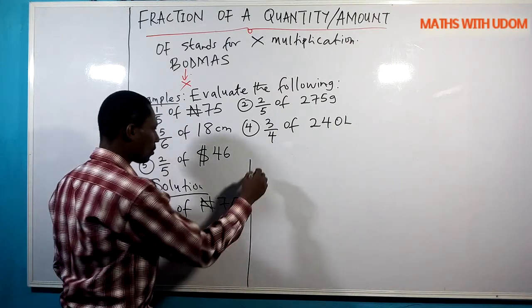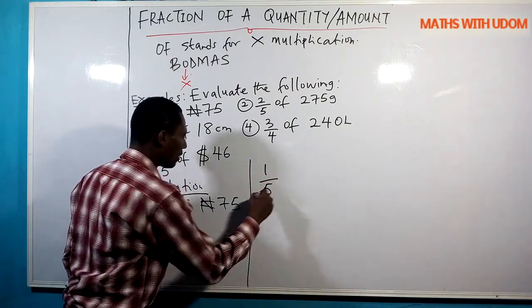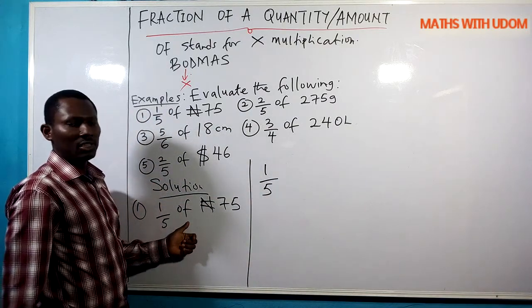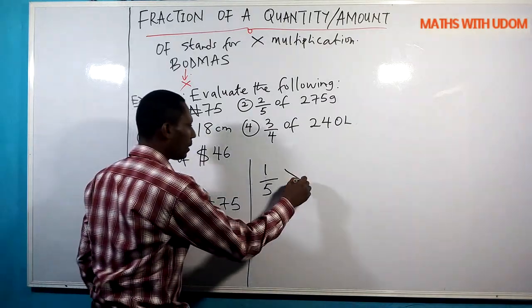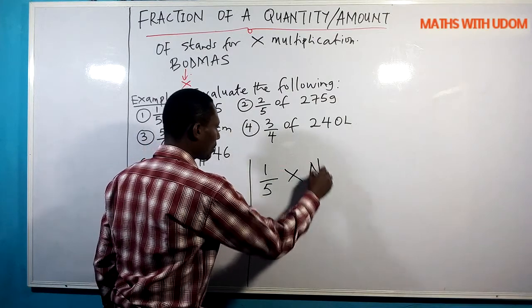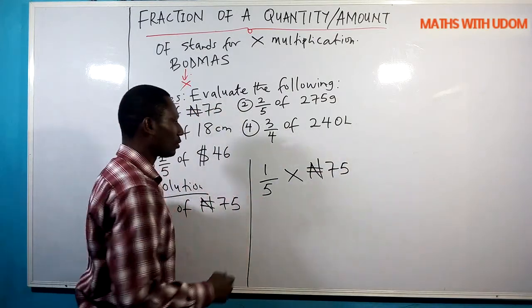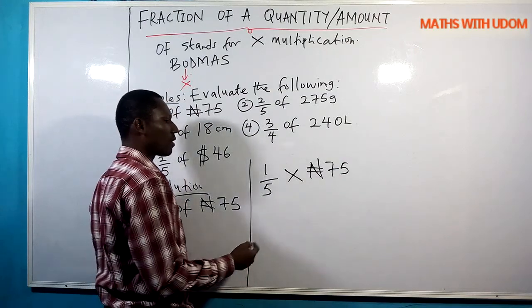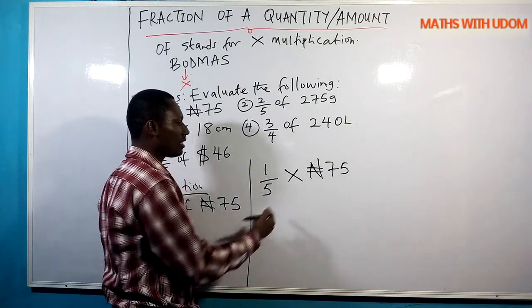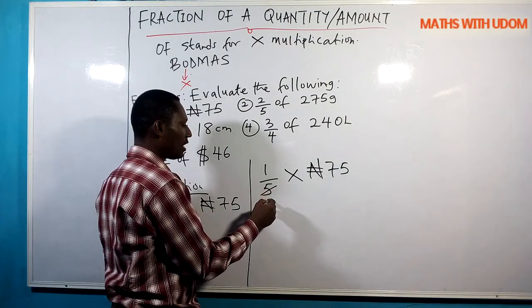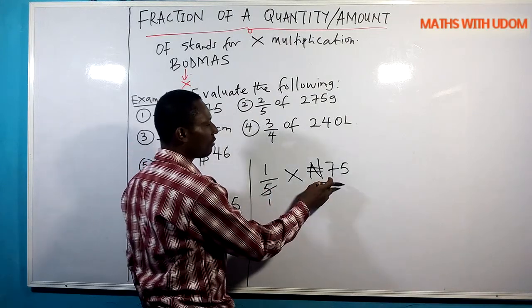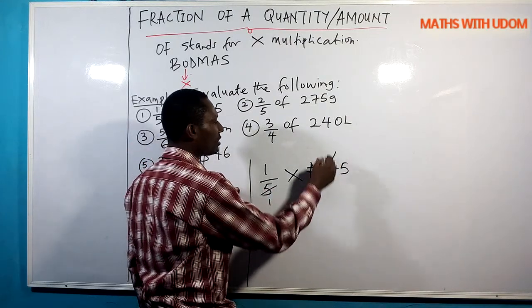So this leads to 1 divided by 5. The "of" changes or turns to what? Multiplication. Then you have what? 75 naira. So all we need to do is to divide or cut, because you have a multiplication sign here, you can easily cut through. So 5 here, 1. How many 5 is in 7? 5 in 7 is 1.